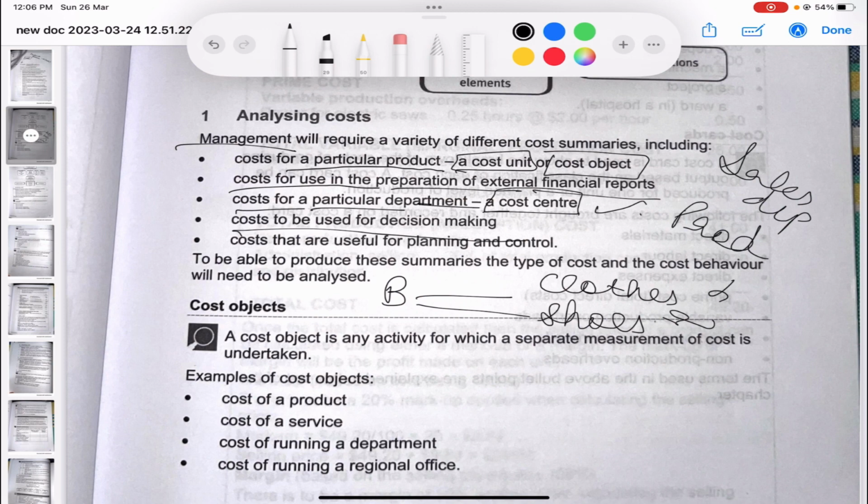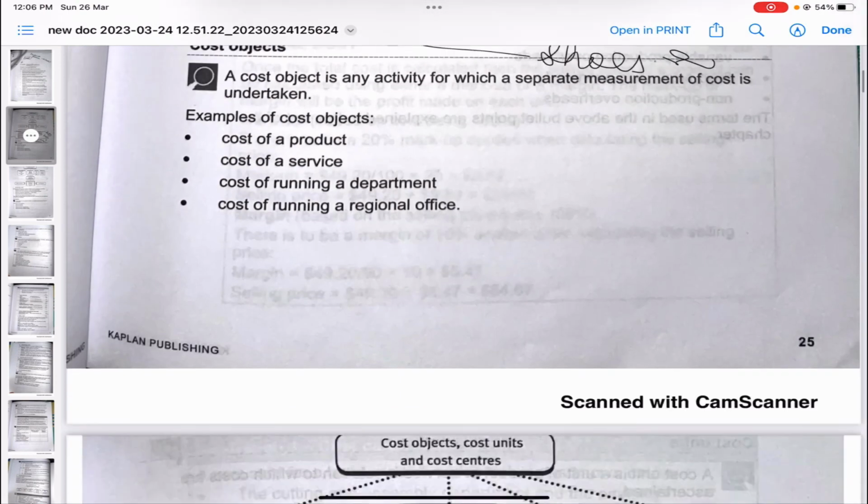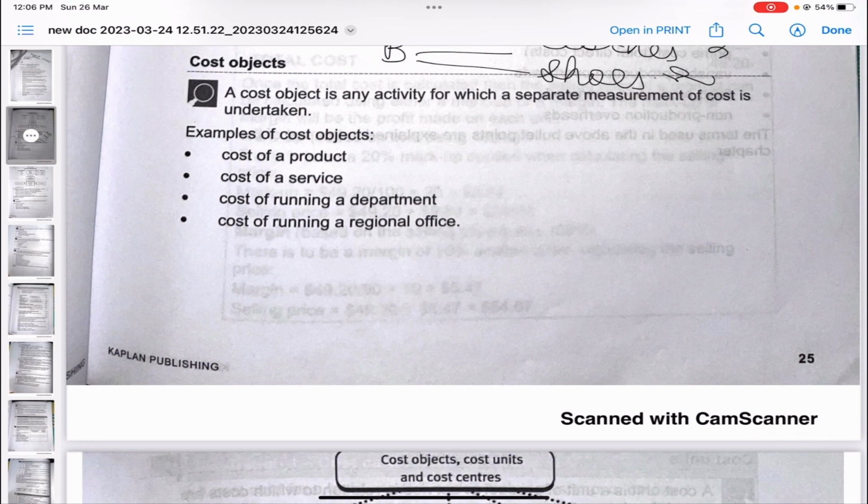Cost to be used for decision making. To make every decision, cost is involved. Costs are useful for planning and controlling. So we'll be seeing everything. So let's begin with cost object. We have anyway discussed what cost object is, but let's just see it again in detail.